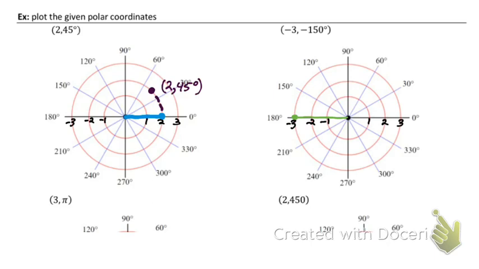So that means I need to go up. I need to follow that line until I get to 150 degrees. So we have to recognize that each of these, in this case, are 30 degrees. So this would be 30, 60, 90, 120, 150, so we'd end up there. So going around, we'd end up right here, would be -3, -150.